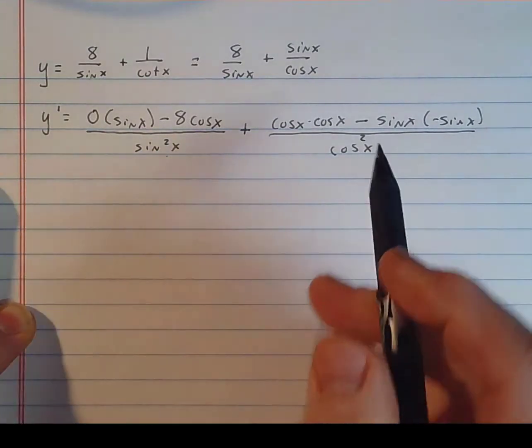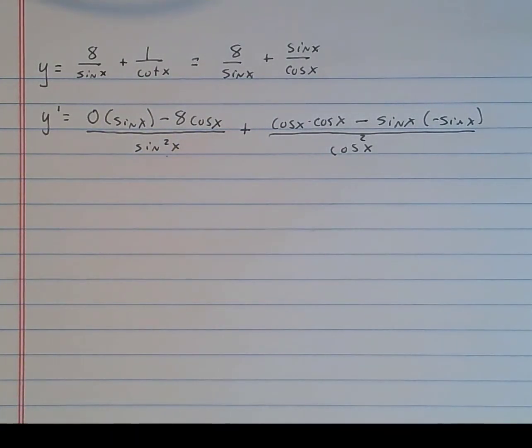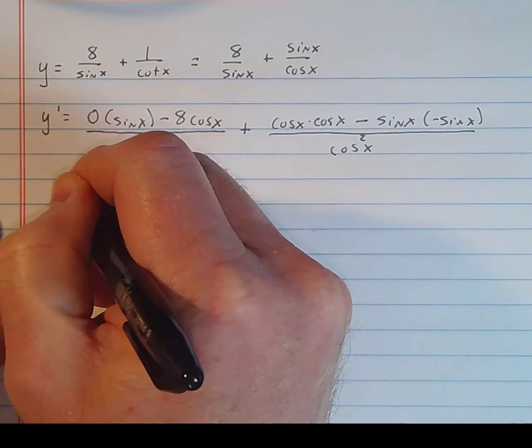Okay, so we've got this. Now at this point, the calculus part is actually done. We're through with the calculus part of this. The rest of this is just simplification and maybe using some trig identities and trying to see if we can get down to a reasonable answer. So let's go ahead and do that.